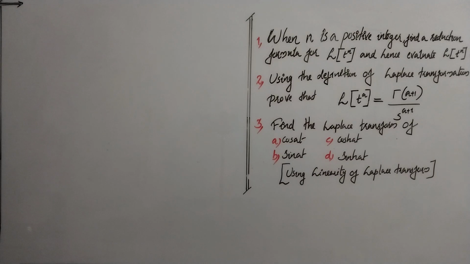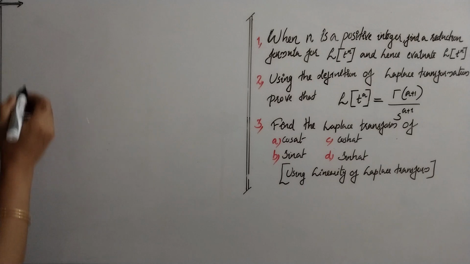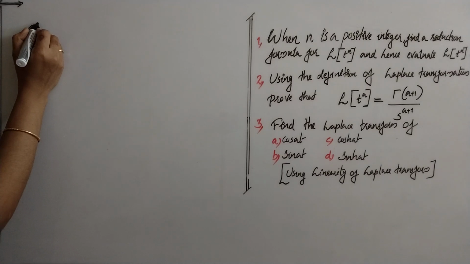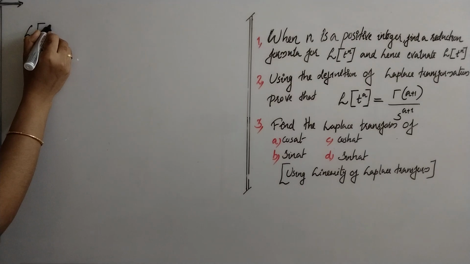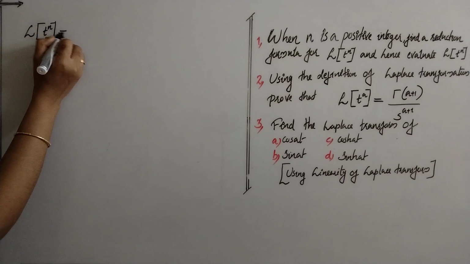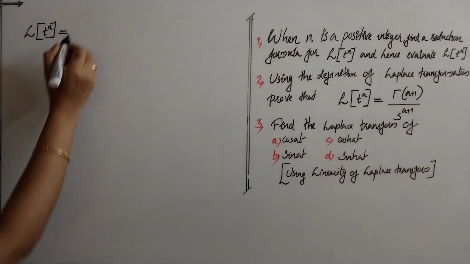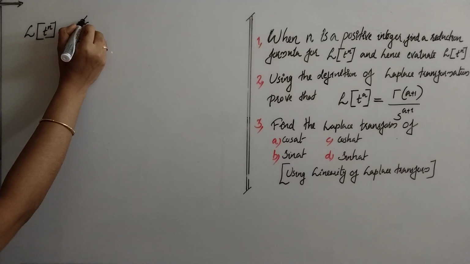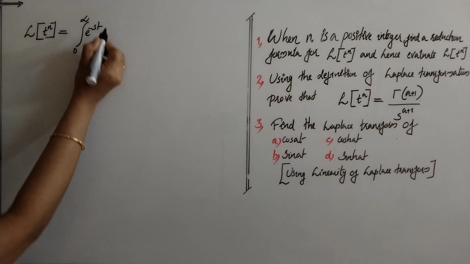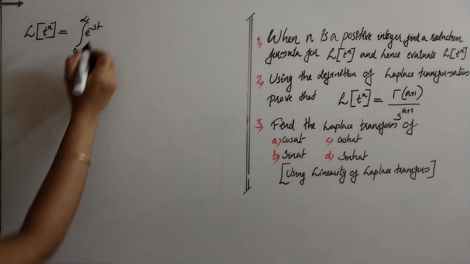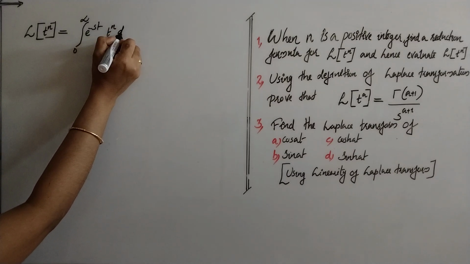The first problem is: when n is a positive integer, find a reduction formula for L of t raised to n, and hence evaluate L of t raised to n. We have, by the definition of Laplace transform, L of t raised to n is equal to integral 0 to infinity e raised to minus st t raised to n dt.